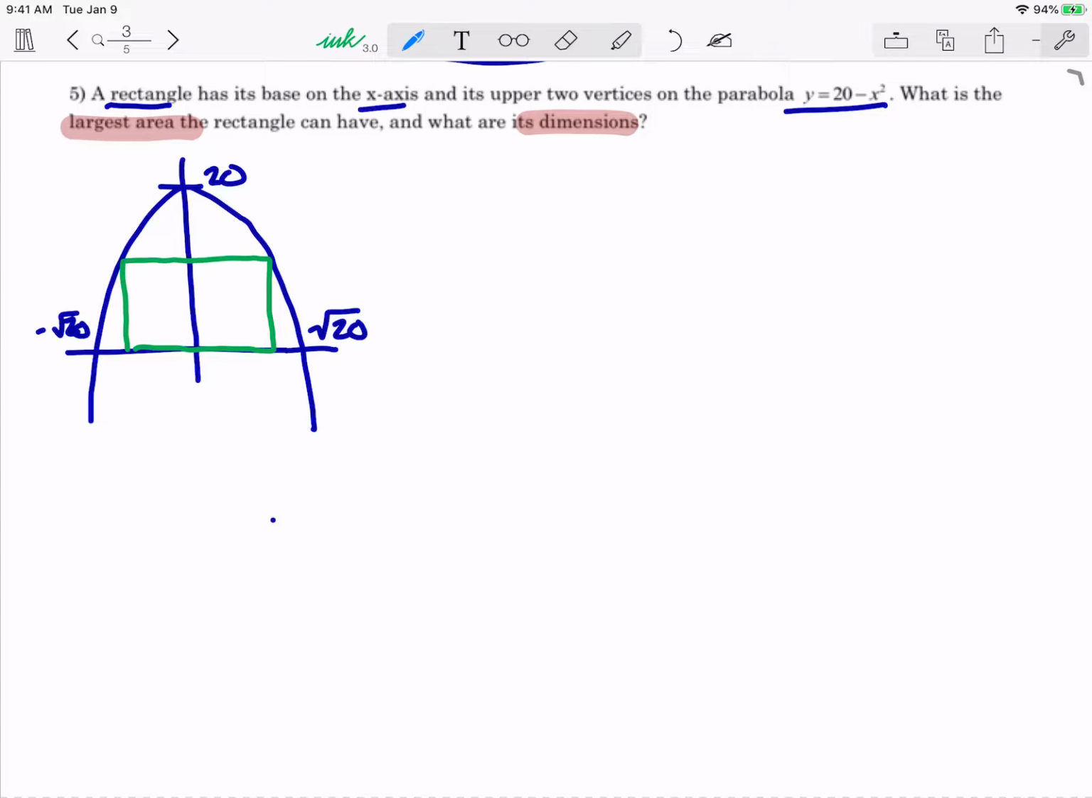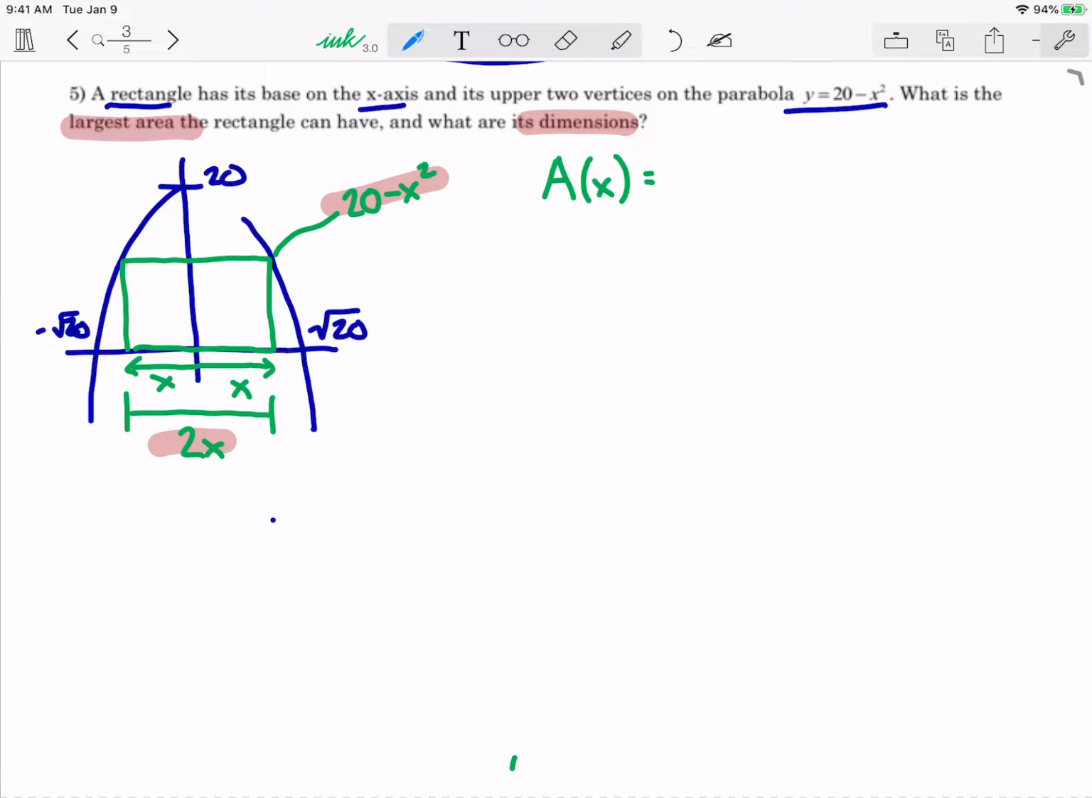Now, as I move this direction, I'm x over. I'm just over x units to the right, which means I'm also x units to the left. So the base has an overall dimension of 2x. Now the question is, what is my height? Well, my height is simply given by the function, which is 20 minus x squared. So then the area of this particular rectangle in terms of x is going to be 2x times 20 minus x squared.